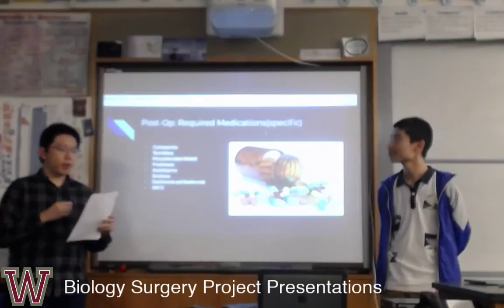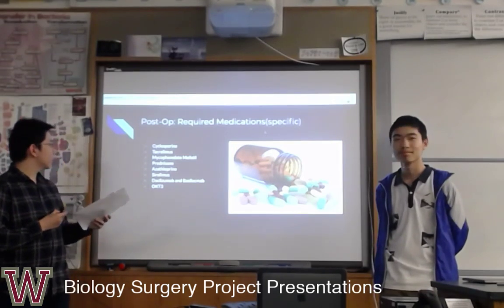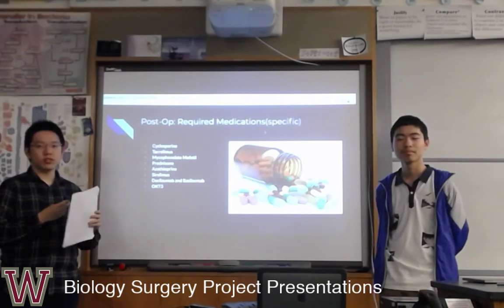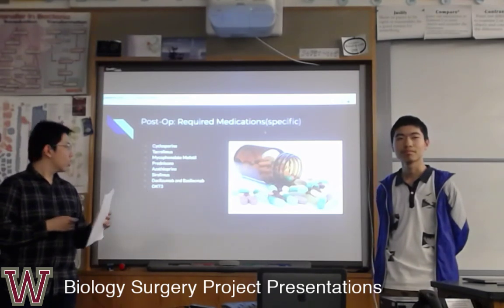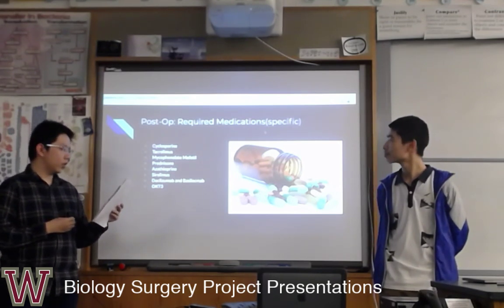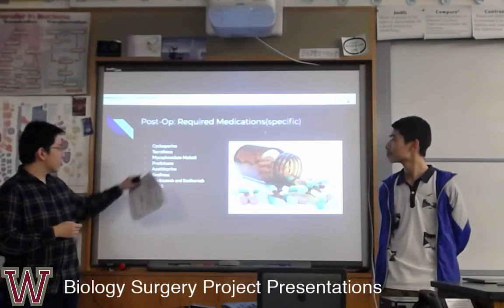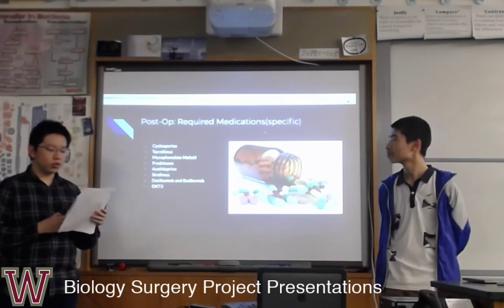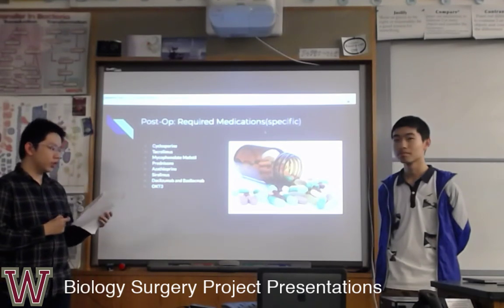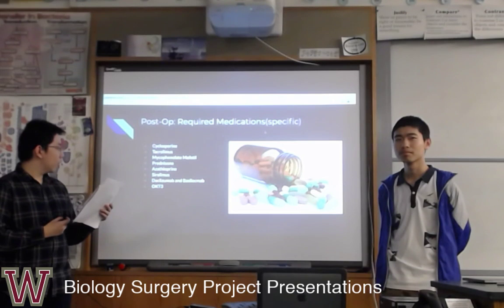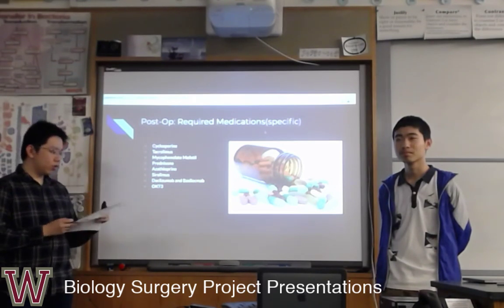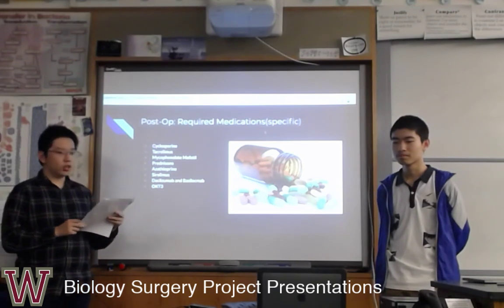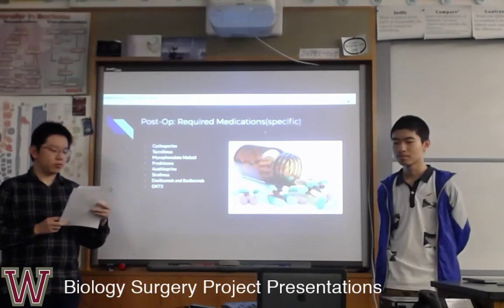Next is the medicines part. So these medicines are the specific ones for the lung transplant. For example, the tacrolimus, this one, which is a drug that's used to lower the risk of the organ's rejection. And there are also some general medicines for the lung transplant surgery.